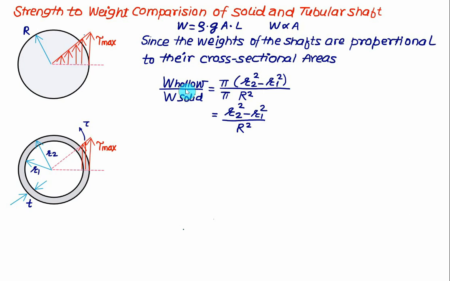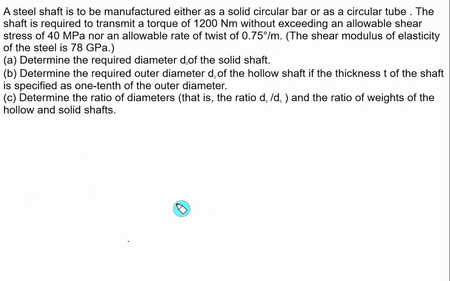In the case of a hollow shaft, the cross section area is pi times R2 square minus R1 square, that is the outer radius square minus the inner radius square, and in the case of a solid shaft, it is simply pi R square. Pi and pi will get cancelled. So we can very well calculate the ratio of the weight of the hollow cylinder to the solid cylinder as simply R2 square minus R1 square divided by capital R square, where R2 and R1 are the outer and inner radius of the hollow shaft and capital R is the radius of the solid shaft. Our objective here is to prove that the hollow shaft has a lighter weight as compared to the solid shaft for the same power transmission.